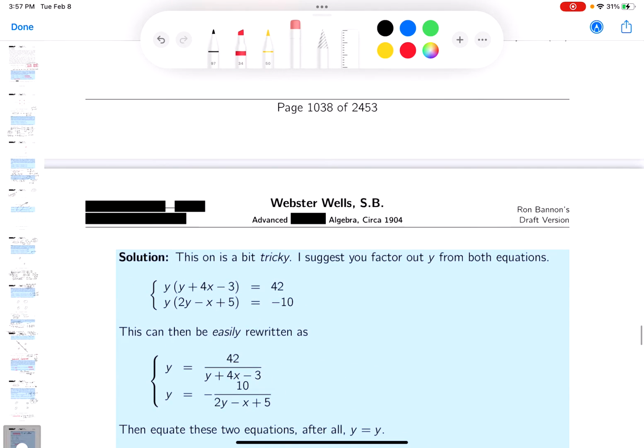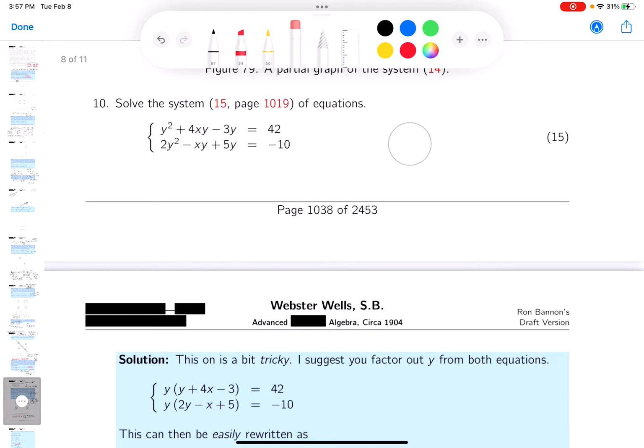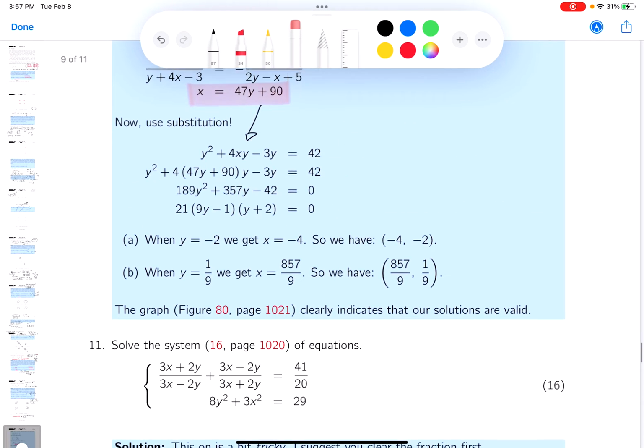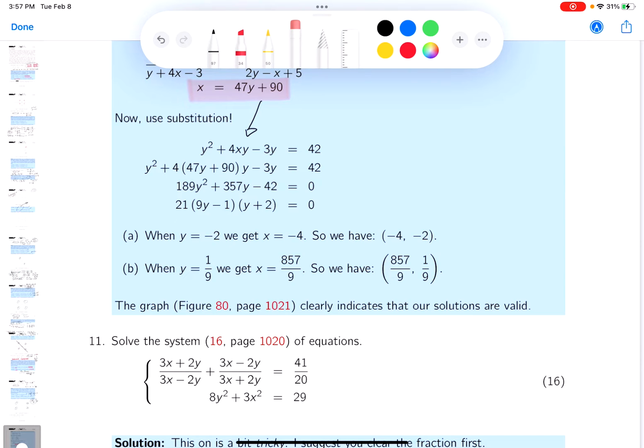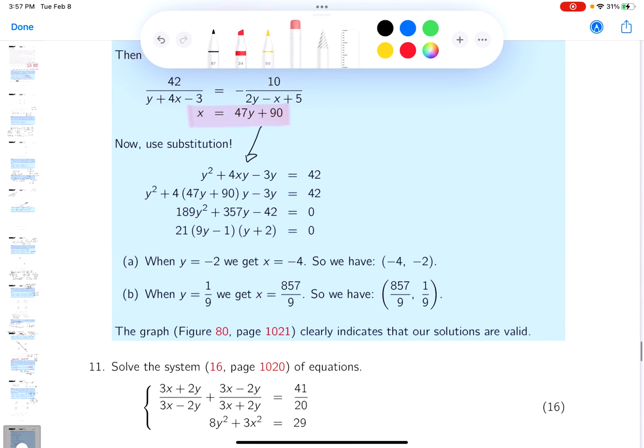But all that hinting at this led to this over here, and now I've got a substitution to make. Let me write that down for you. And what do I have? I have y squared plus 4, well, x is actually 47y plus 90, times y minus 3y equals 42. All right, now I've got to do some work here.